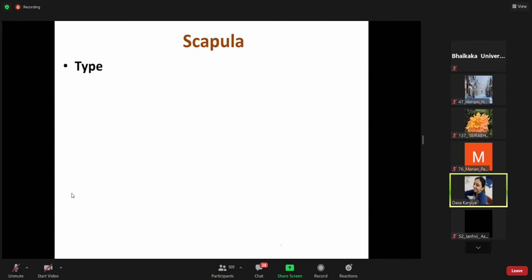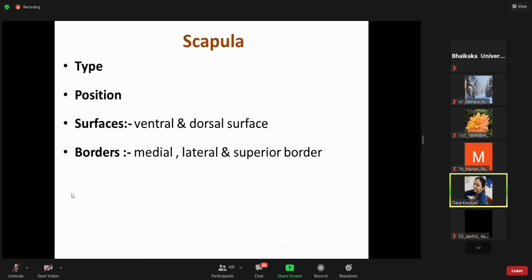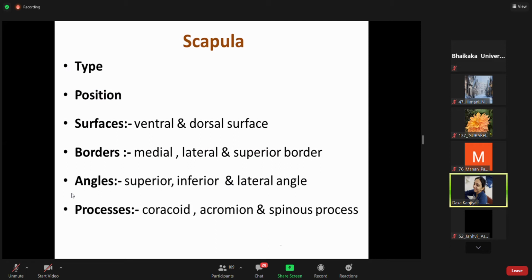First of all, it's a flat type of bone. Its position lies on the heart. It is a triangular bone having two surfaces, ventral and dorsal. Three borders: medial, lateral and superior. Three angles: superior, inferior and lateral. And three processes: coracoid process, acromion process and spinous process.